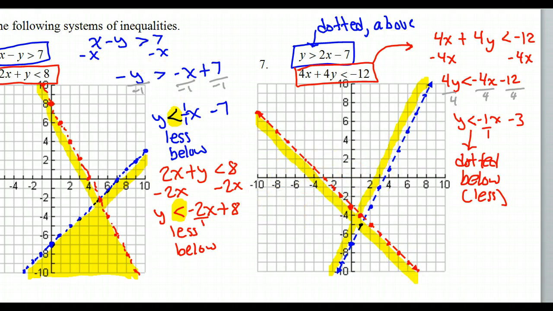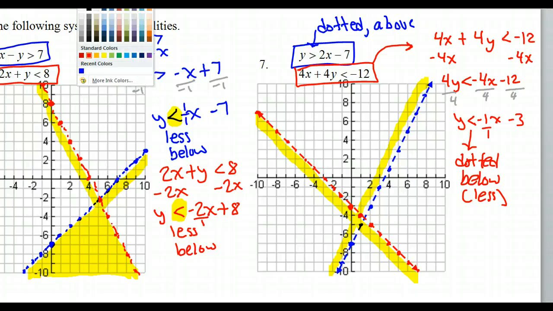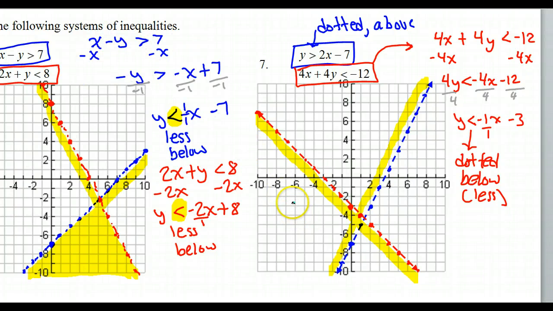Alright, now, which zone is the actual solution going to be? Zone 1, Zone 2, Zone 3, or Zone 4? I hope you said Zone 1, brothers and sisters. You see all the shading? We're below the red, above the blue. It has the double shading. So Zone 1 is the solution region.